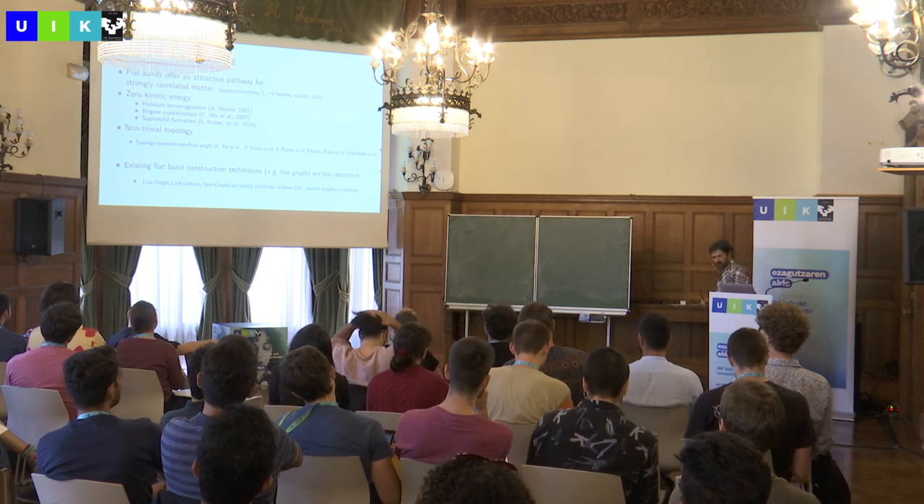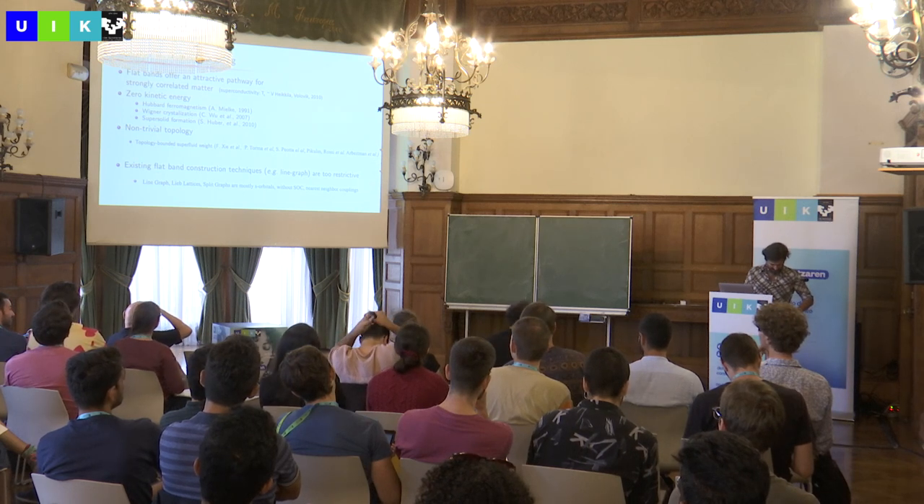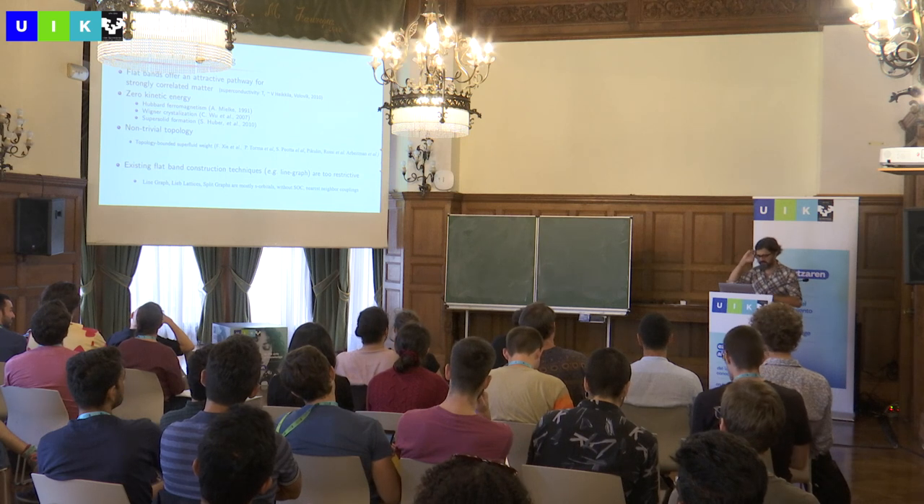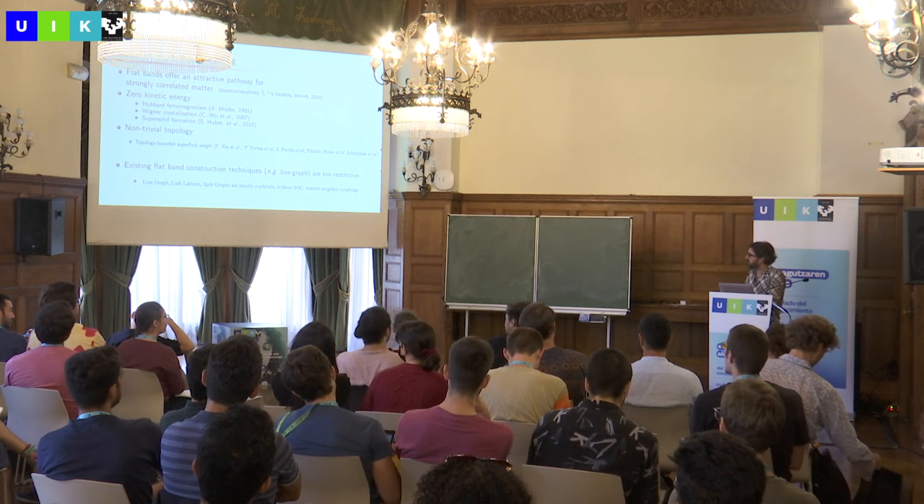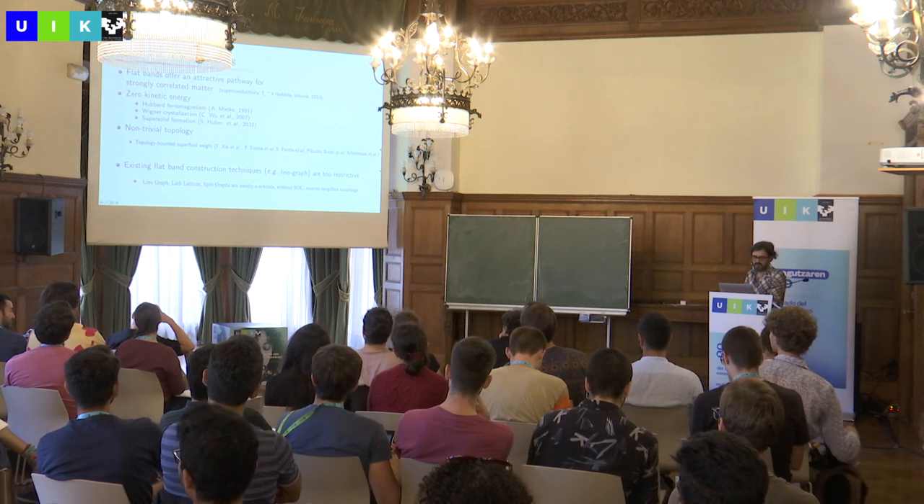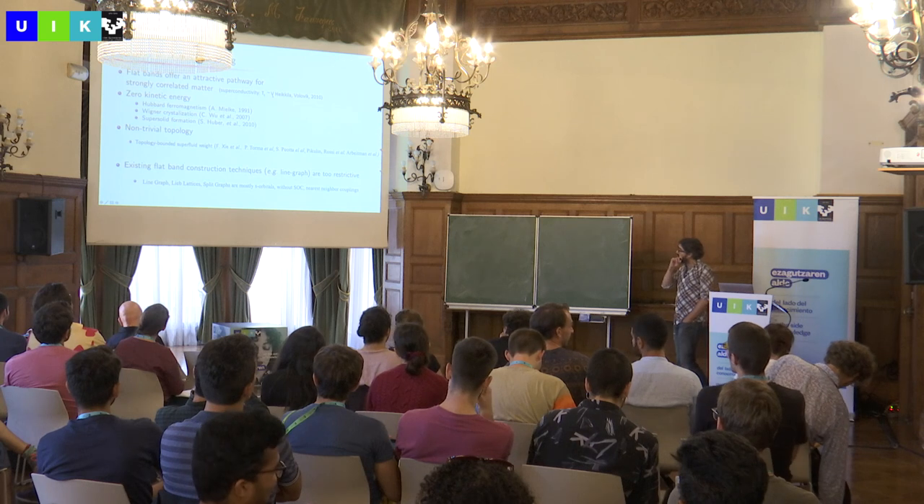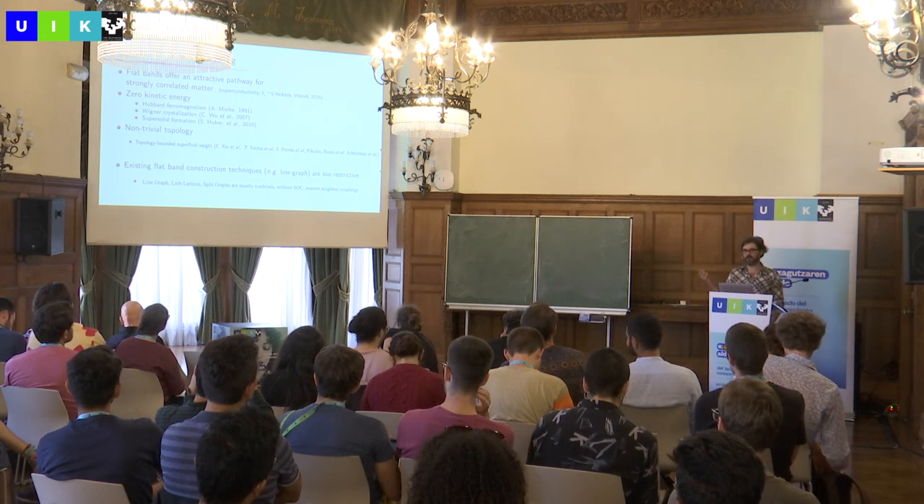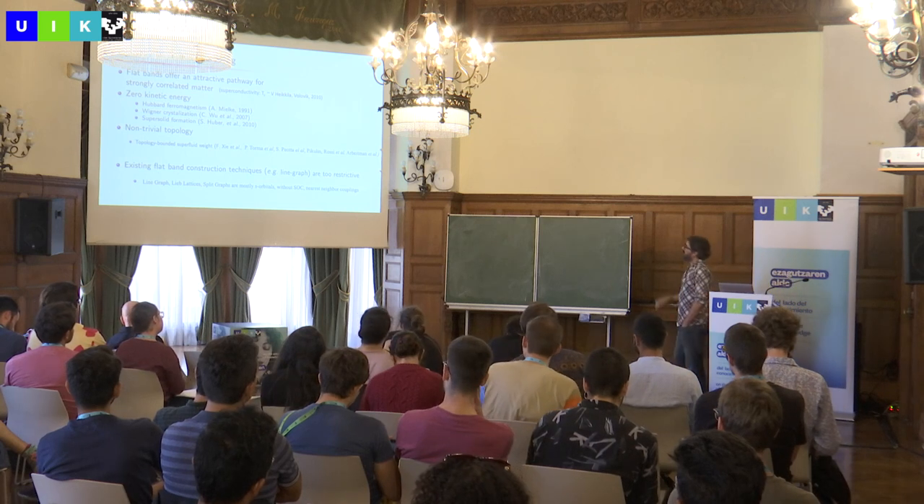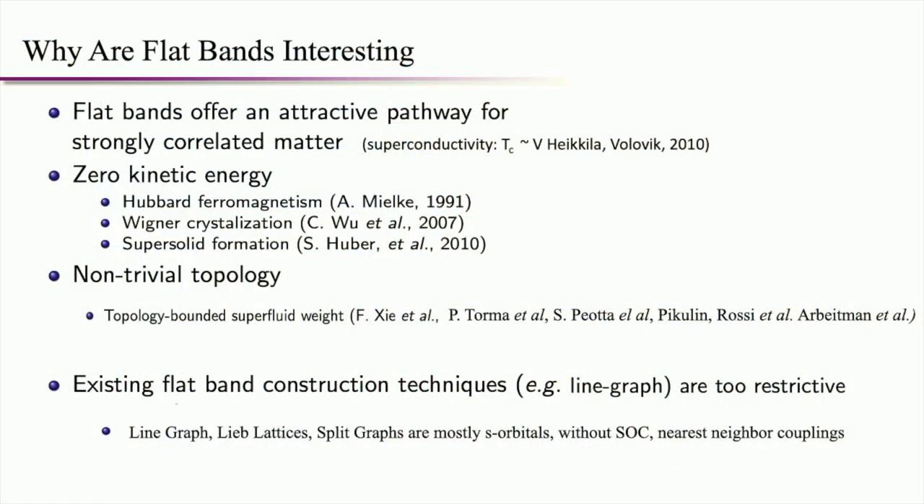Okay, so why are flat bands interesting? Hopefully, after this school, where certain flat bands were introduced, I don't need to argue this more. But basically, in 2010, it was proposed that flat bands offer an attractive pathway for getting strongly correlated matter, and especially superconductivity with high temperature. Because in a flat band, Heikkilä and Bernevig showed that the superconducting temperature, and by this they actually mean the gap, not the superfluid weight, which can still be zero, is proportional to the interaction rather than having the BCS form of an exponential of one over the density of states times the interaction. So it's a completely different scaling.